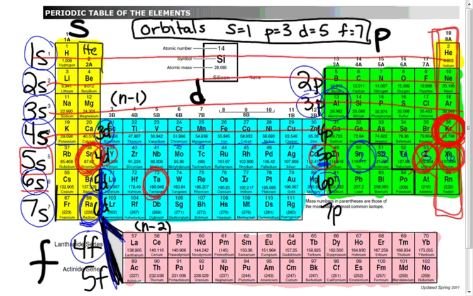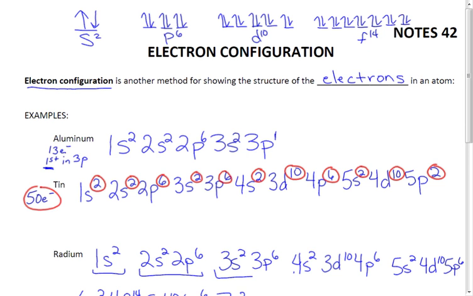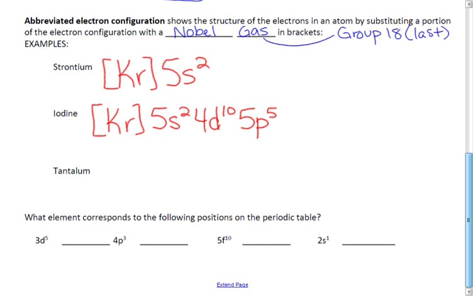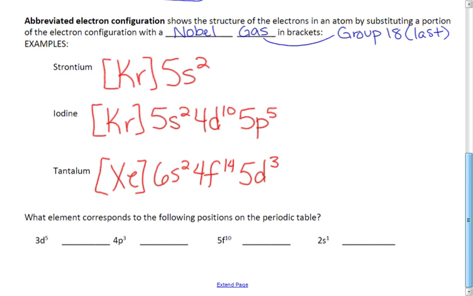So we'll have our 6s, 4f, and 5d is where tantalum is. So we'll stop when we get to 5d. And it's the 1, 2, 3, third element over. So we're going to put our xenon in brackets. That takes care of the first 5 rows on the table. So 6s, we jump down to 4f, back up to 5d, and we said it was the third element over. So that's the abbreviated configuration.